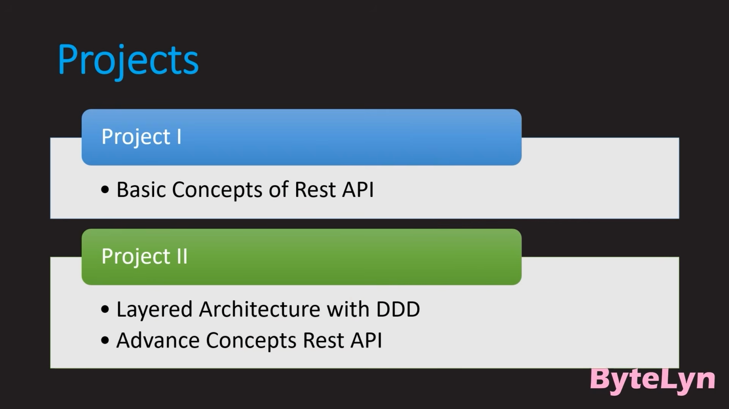In project 1, we are going to cover all the basic concepts of the REST API, how to develop an API with the basic concepts we are going to learn in project 1. In project 2, we are going to learn about the layered architecture with DDD. DDD means domain driven design. Okay, it's a pattern. We are going to learn how to implement this DDD with a layered architecture, and also we are going to learn a lot of advanced concepts in a REST API in project 2.